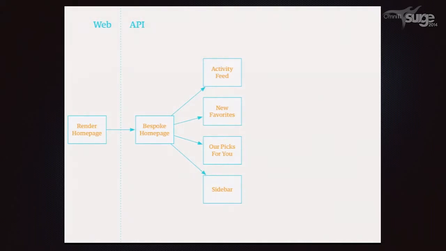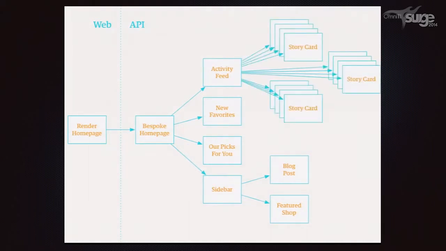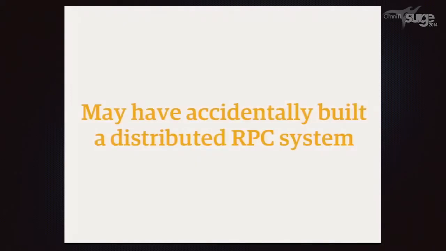Of those, the sidebar at the bottom there will go off and make a couple more calls to find some blog post data and another one about featured shops. The activity feed, which has all those stories in, will actually go off and make many more calls, and each one of those story cards is a separate call in its own right. So you look at this model of what we built, and then you turn around and think, we may have just accidentally built an RPC system.